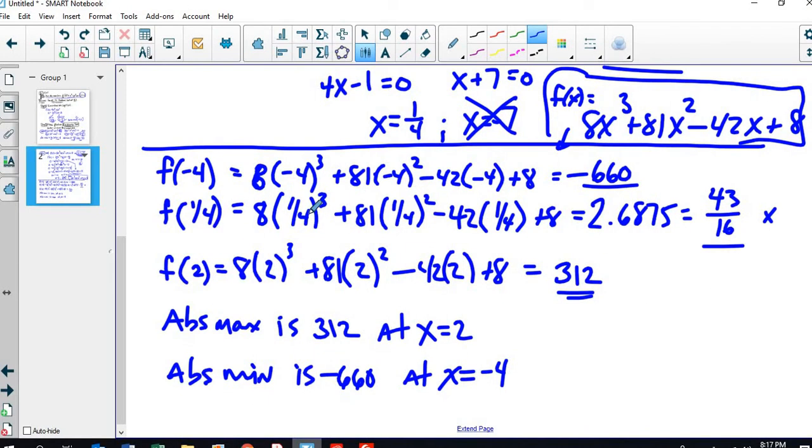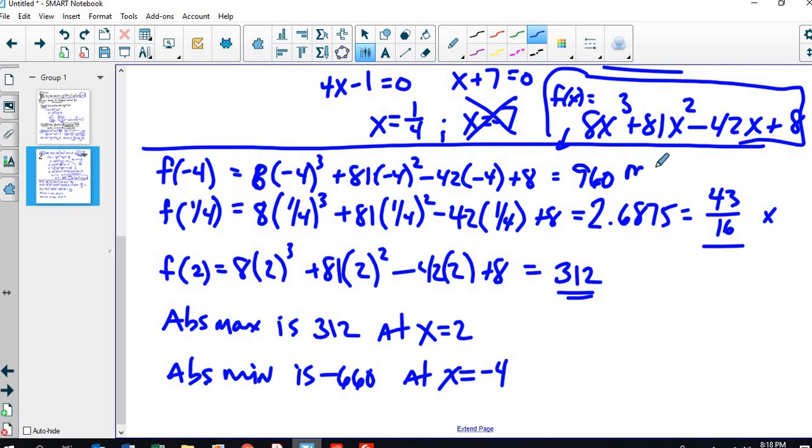And so let's take a look and see what happens here. When I plug in 8 times -4 to the third plus 81 times -4 squared minus 42 times -4 plus 8, I get 960. This number I had before is totally wrong. I'm not sure where that came from. And so this is a good reason to graph things out just to double check, right? You can't use the graph to be your only answer, but it certainly helps. And so this is 960.